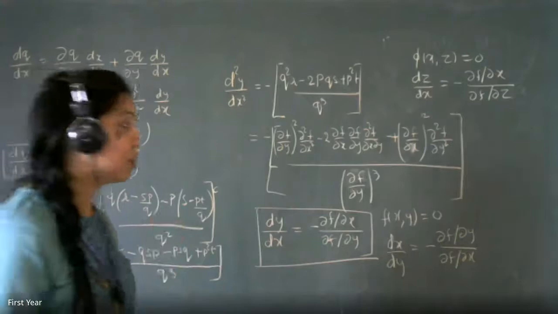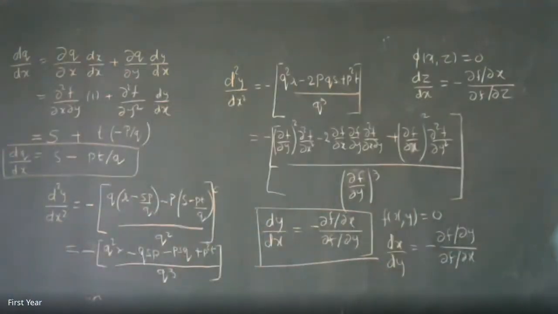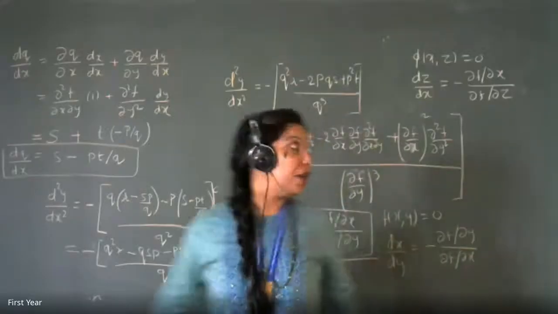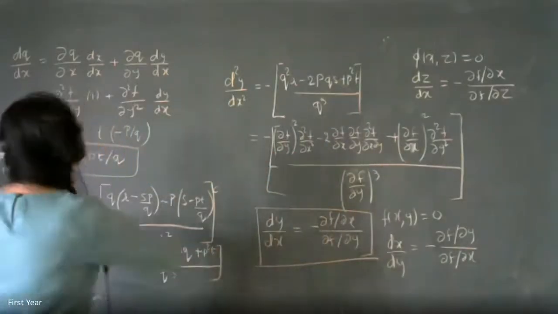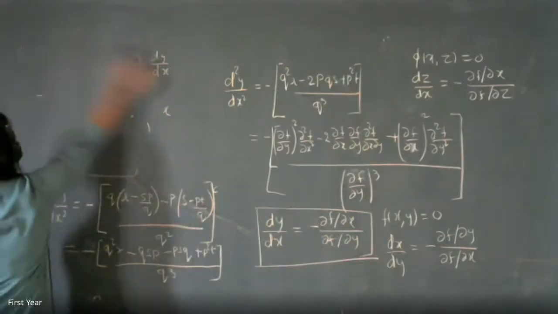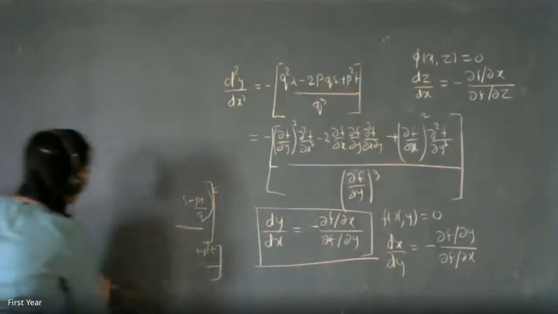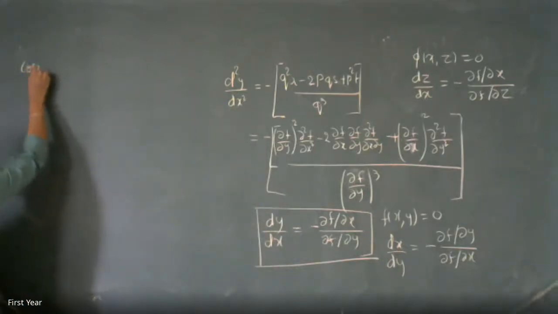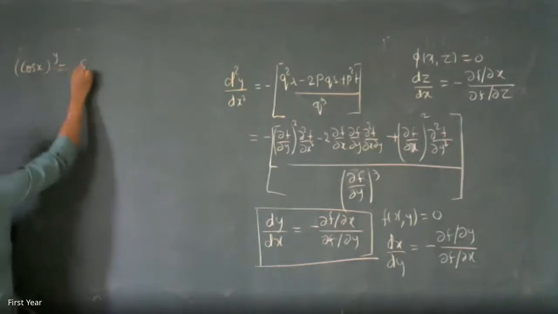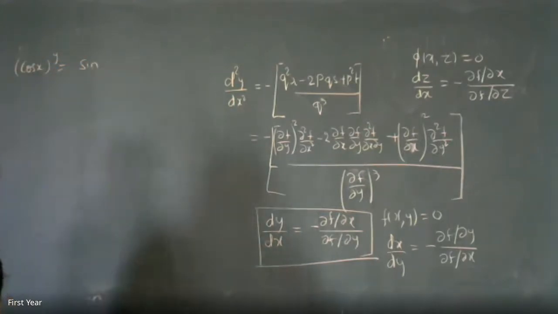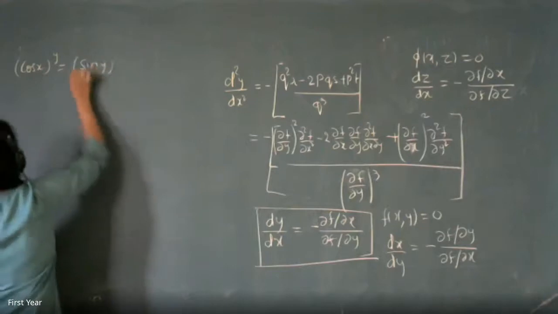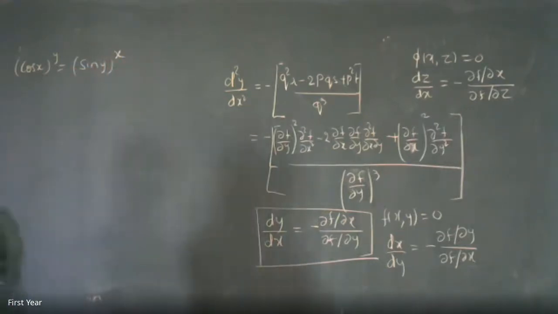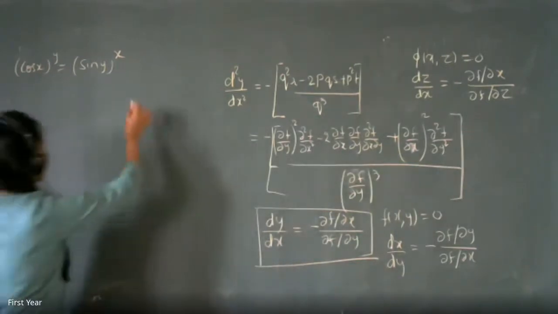So let me take the questions now. Okay, so should I have this on part? Yes, ma'am. Okay, take down the first question now. If cos x raised to y is equal to sin y raised to x, find dy by dx.